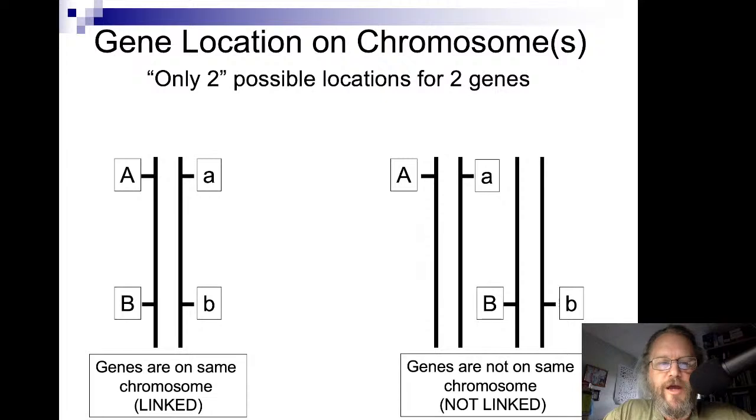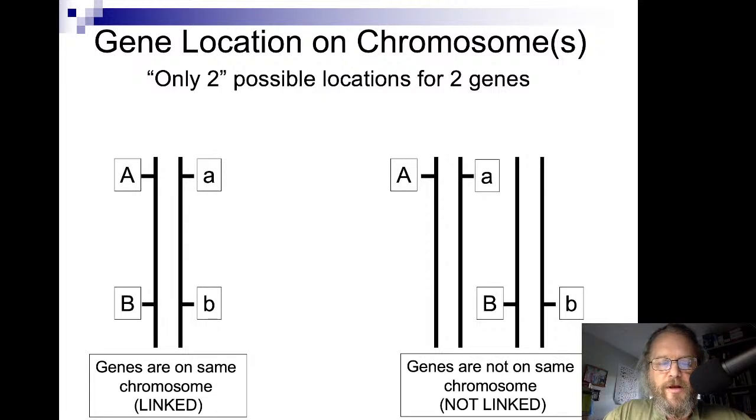The parental types would be big A and big B, and little a and little b. And so what would be the recombinant types? In other words, the ones that have been crossing over in gamete formation. Well, the recombinants would be big A and little b, big B and little a. New combinations not seen in the parental types.